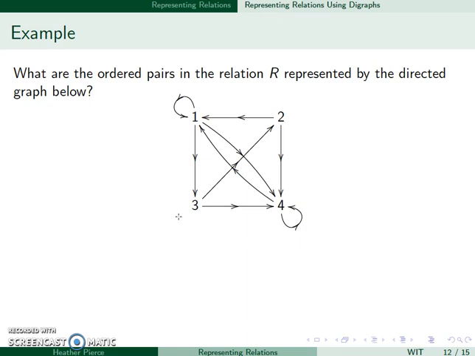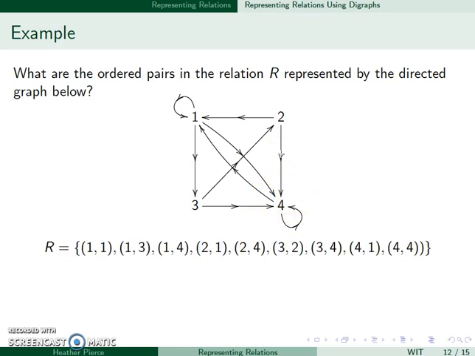In addition, if we're given a graph, we can figure out all the ordered pairs. So for instance, here we have 1, 1. I also have 1, 3, and 1, 4. I have 2, 1, and 2, 4, 3, 2, and 3, 4, and 4, 1, and 4, 4. So here's my list of vertices.